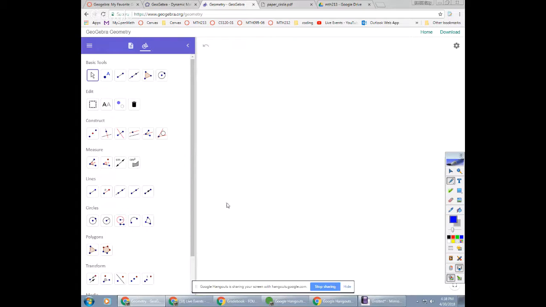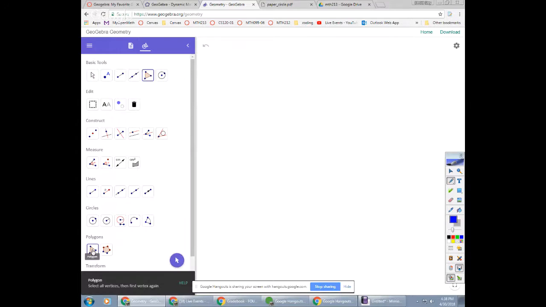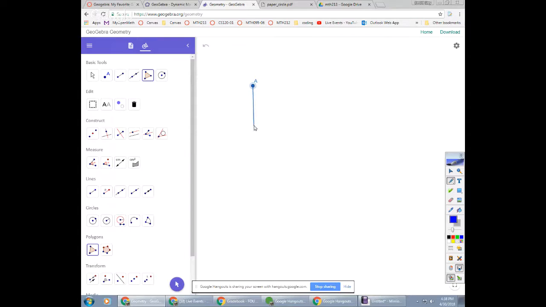So this is one of my favorite programs. It's called GeoGebra. So I'm going to make myself a polygon. It's equilateral though, so I've got to have them all the same length. How do I do that in GeoGebra? Oh, it wants to complete it. Okay, escape. Let's make a line segment and then a circle.